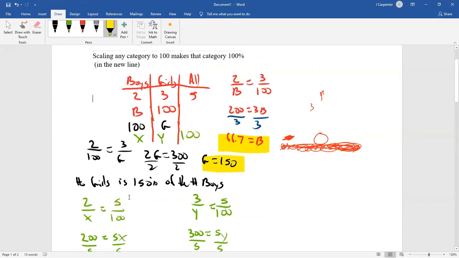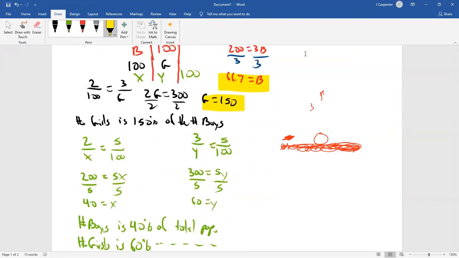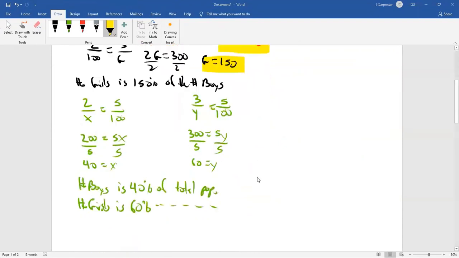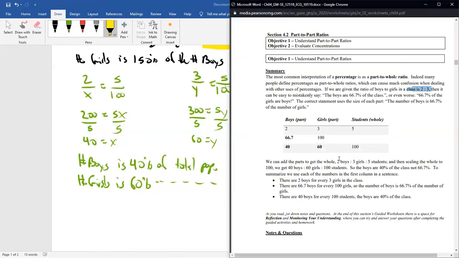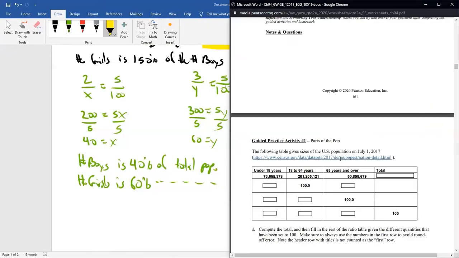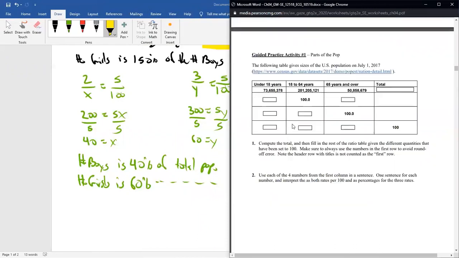All right, so that is, believe it or not, 4.2, and I need to clear my screen. That was from the earlier annotations. This guided activity right here, this is a great one if you want to try it on your own.